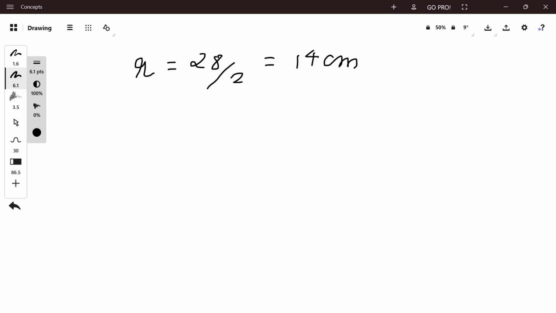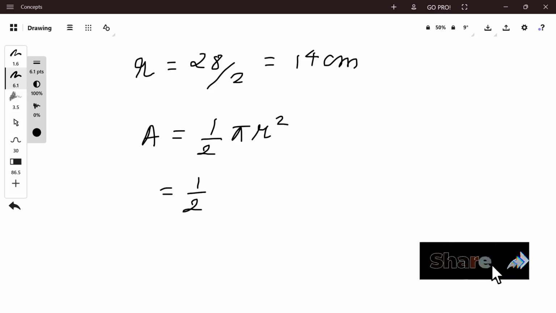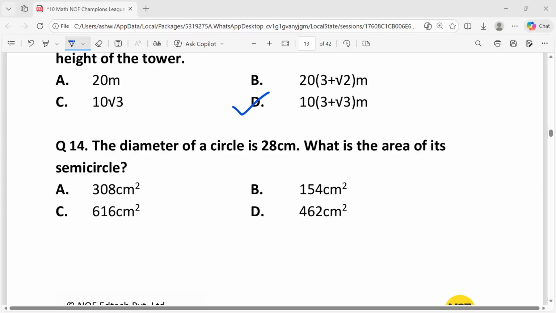The area of a semicircle, that is half of that, will be A is equal to 1 by 2 pi r square, that is equal to 1 by 2, using pi as 22 by 7, that is 22 into 7 into 14 square, that is equal to 308 centimeter square. From the given options, the answer is A, 308 centimeter square.